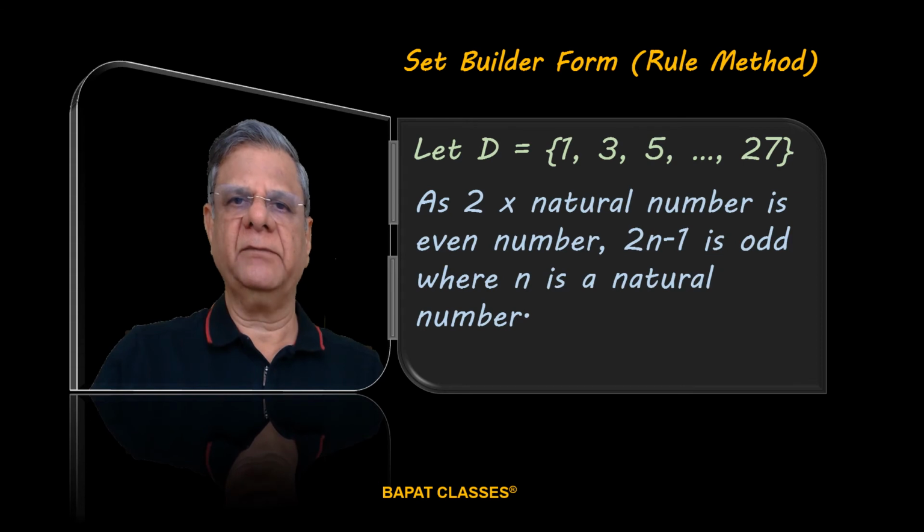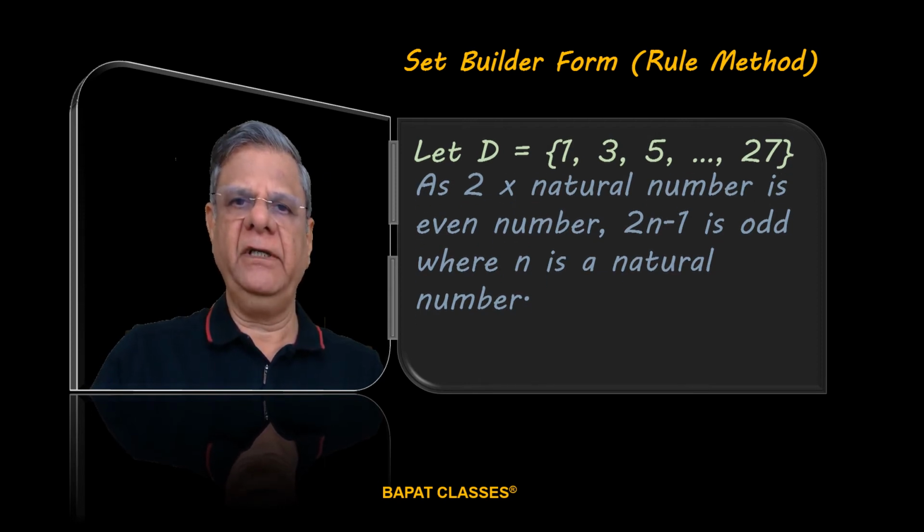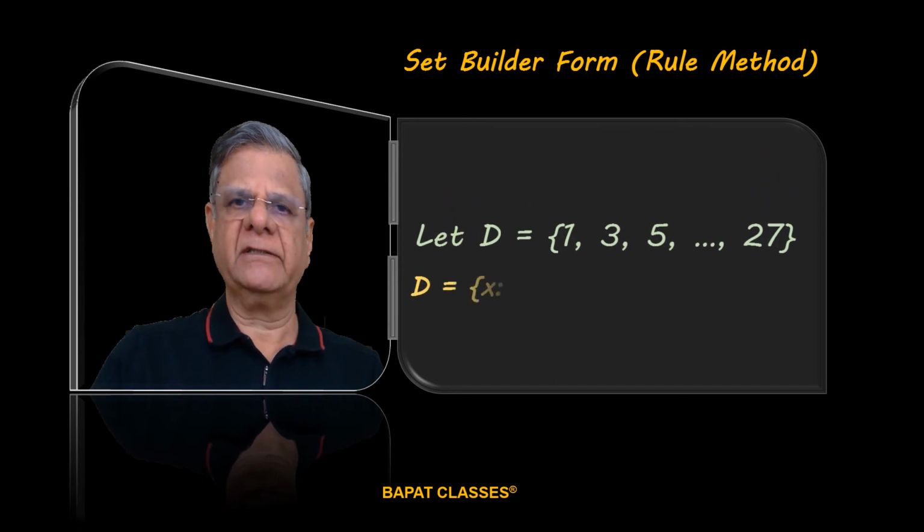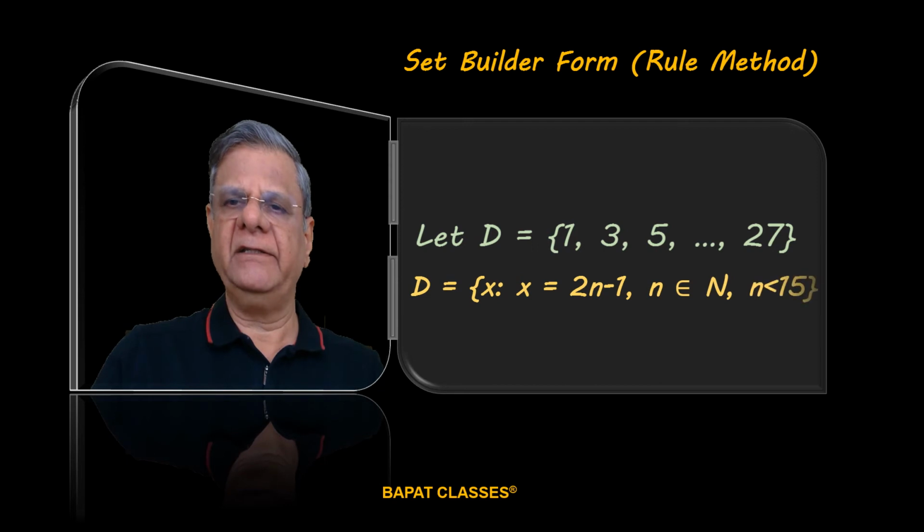As 2 times any natural number is an even number, 2n minus 1 is an odd number where n is a natural number. Then the set builder form of set D is D is equal to left curly brace x such that x is equal to 2n minus 1 where n is a natural number and n is less than 15. Read this as D is the set of all x such that x is equal to 2n minus 1 where n is a natural number less than 15.